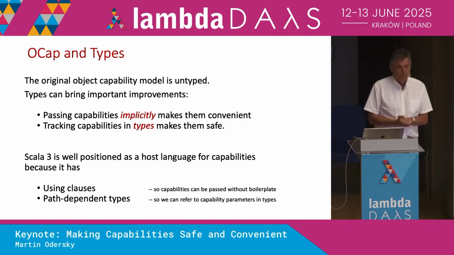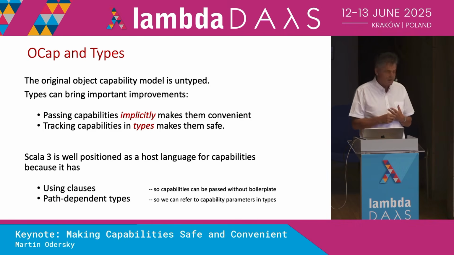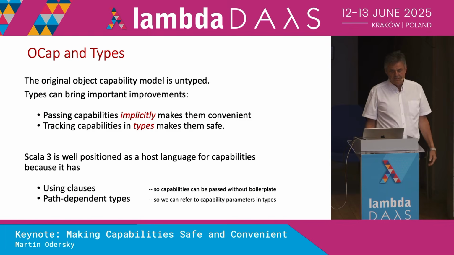Scala 3, that's the context of our work, is already well positioned as a host language for capabilities because it has two things. It has implicit parameters via using clauses, so you can pass capabilities without the boilerplate, and it already has path-dependent types, a lightweight form of dependencies where a type can refer to a program variable. And that lets us talk about these capabilities in types. We need more than that, that's not good enough, but essentially the basics are there. We have a lightweight dependent type system, and that's what's needed. You need to be able to handle these basic dependencies to be able to do that.